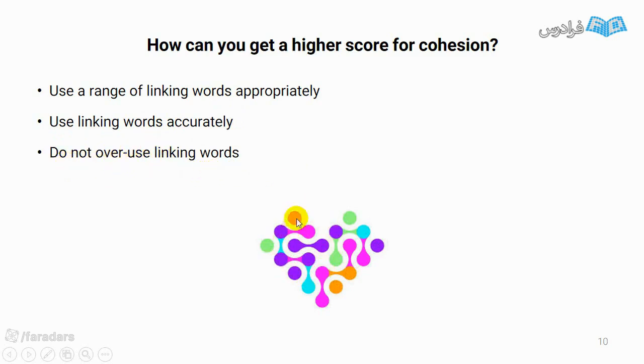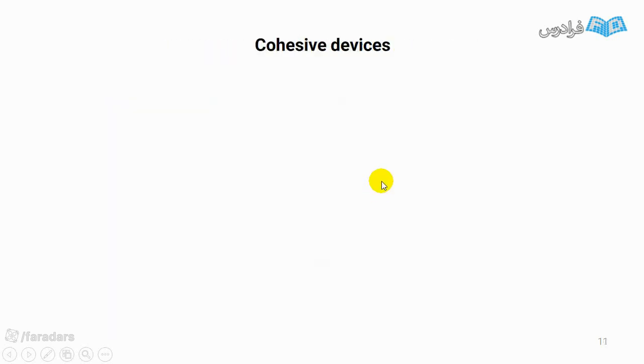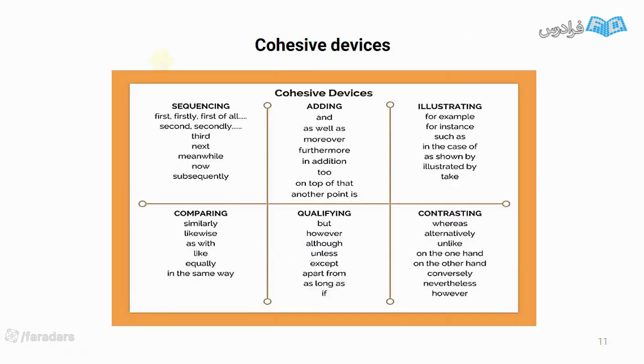Look at this picture. Not all of the units are connected to each other, because it's only necessary in some places. Let's check some cohesive devices. Sequencing. There is a sequence. You have to use these words. First, second. They are useful exactly in process questions.